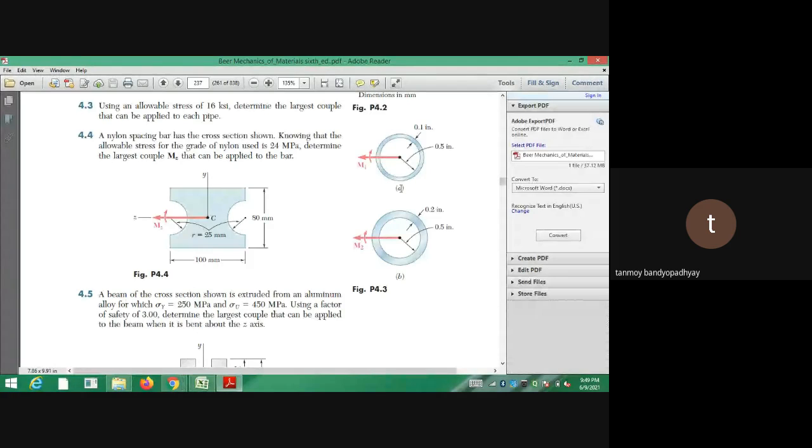So we have to determine the largest couple that can be applied to each of the pipes. There are two pipes actually, A and B, that have been given. So we have to find out which one is the largest couple acting on the pipes. In order to find the largest couple that will act on the pipe, we have to determine at which radius the largest couple will be acting.